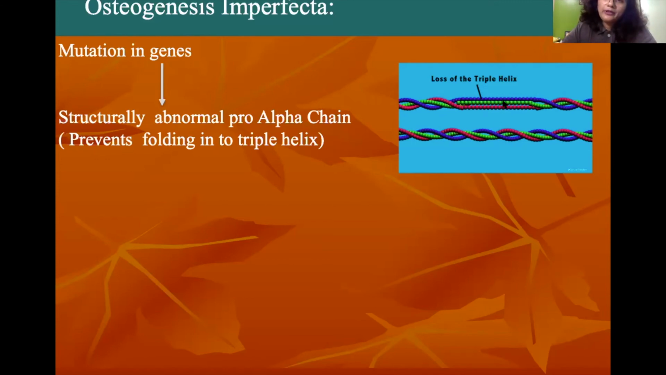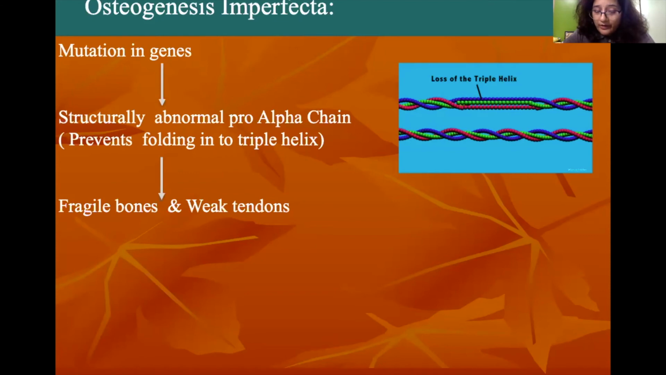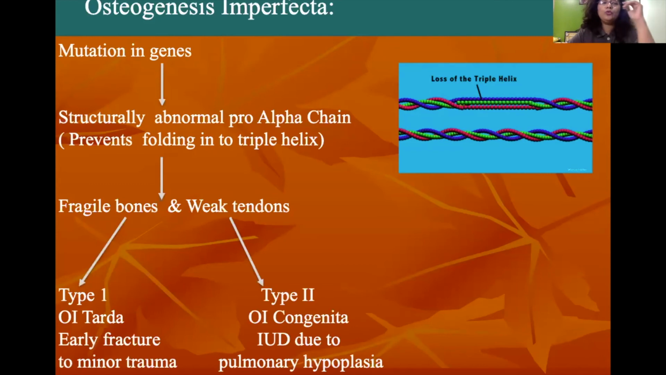But what happened here in the upper strand, because of abnormality of this alpha chain, there is not a continuous weaving of the fibers, and there is a loss of triple helix in this area. So this will lead to the weakening of the collagen. As a result, we get fragile bone and weak tendons. So here we can see there are two types of osteogenesis imperfecta.